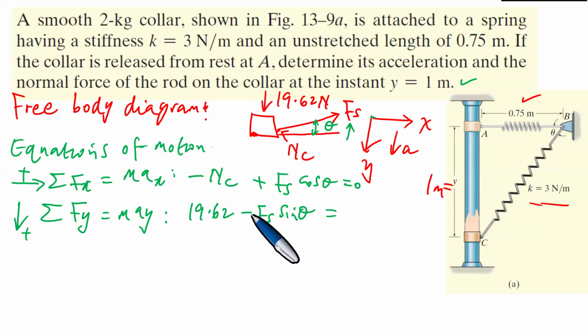Right, and what are we able to achieve here? You have the horizontal component of the force also. This horizontal component of Fs is in the opposite direction to Nc. Now for the 19.62 and the vertical component of the Fs force, which is Fs sine theta, this is going to be the mass times the acceleration by Newton's second law. The mass is 2 and the acceleration is a. This is exactly what we have.